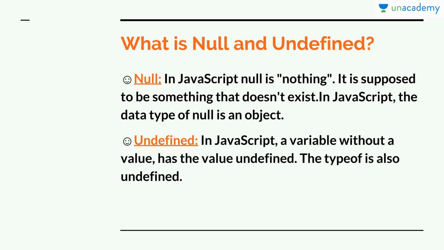So null has the data type of an object. As I told you, all the things in JavaScript are objects. Like an array is an object, a string is an object, a number is an object. Everything in JavaScript is an object. So the data type of null is also object.